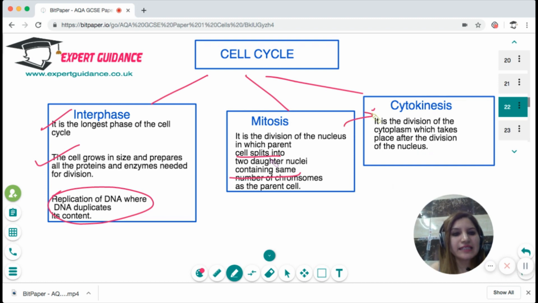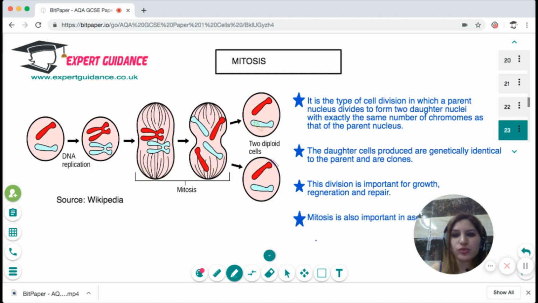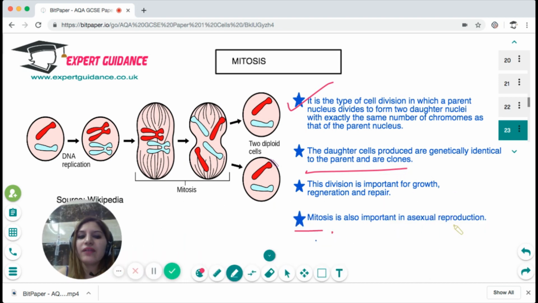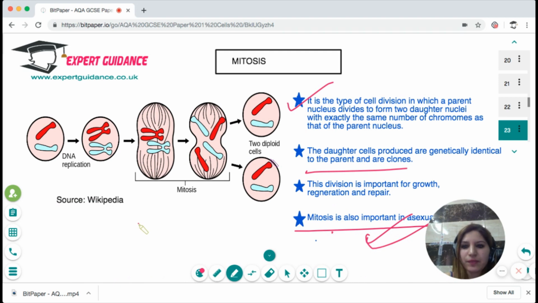And next is cytokinesis. It is the division of the cytoplasm, which takes place after the division of the nucleus. Now, what is mitosis? It is a type of cell division in which a parent nucleus divides to form 2 daughter nuclei with exactly the same number of chromosomes as that of the parent nucleus. The daughter cells produced are genetically identical to the parent, and we can call them clones. This division is important for growth, regeneration, and repair, and mitosis is also important in asexual reproduction. Now, how the stages of mitosis take place, here's a diagrammatic representation of it.